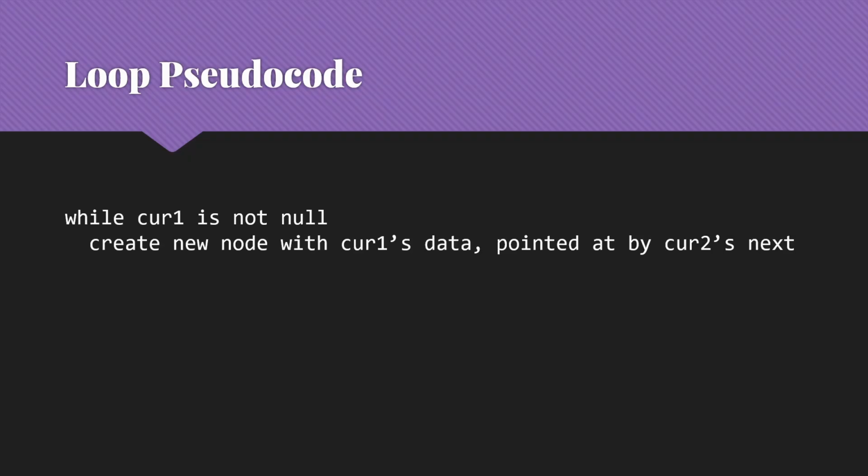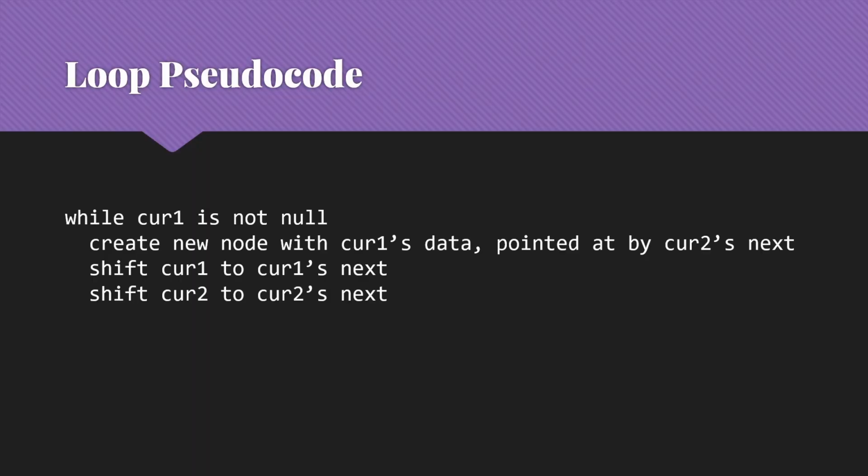Given that, let's go ahead and quickly put together a little pseudocode for the loop. While cur1 is not null, create a new node with cur1's data pointed at by cur2's next. Then we need to move cur1 and we need to move cur2. If we've got the setup pieces, set up that initial node, set up cur1 and cur2, followed by this loop, we've got it. And you should be able to translate that to whatever language you're trying to do this in.